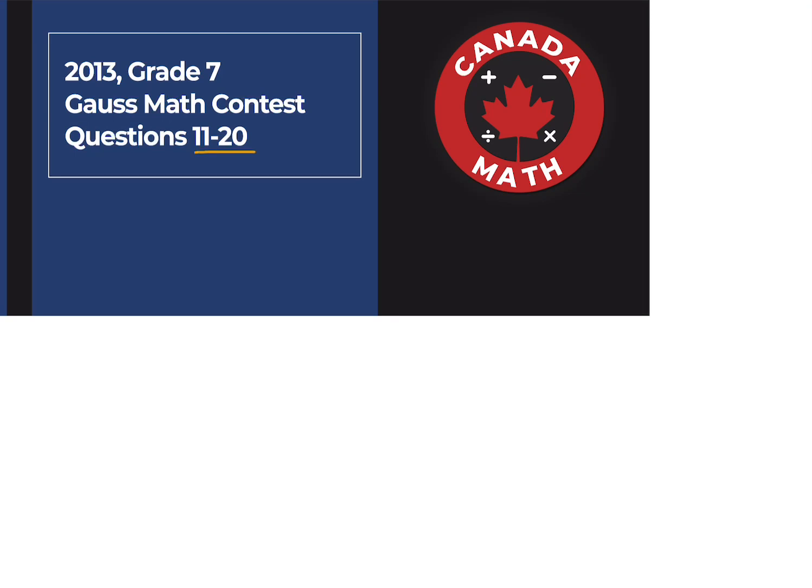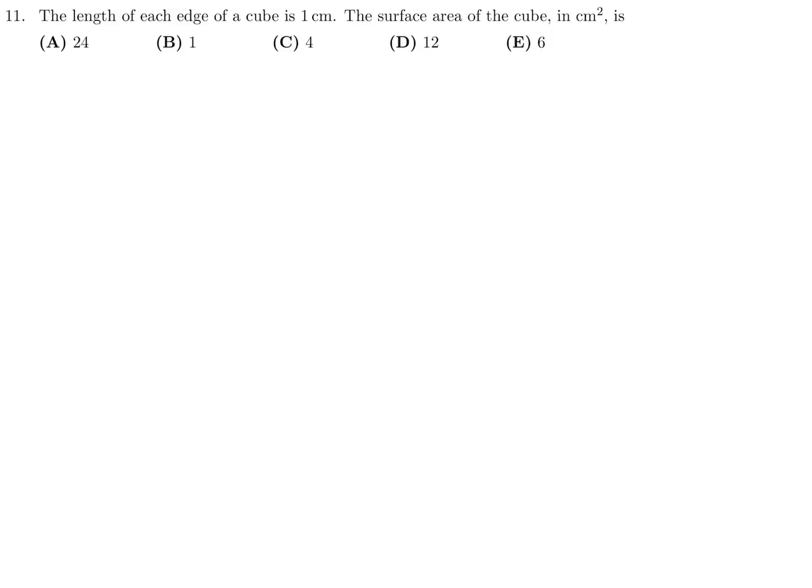Questions 11 through 20 on the 2013 Grade 7 Gauss Math Contest. The length of a cube edge is 1 centimeter. The surface area of the cube is.